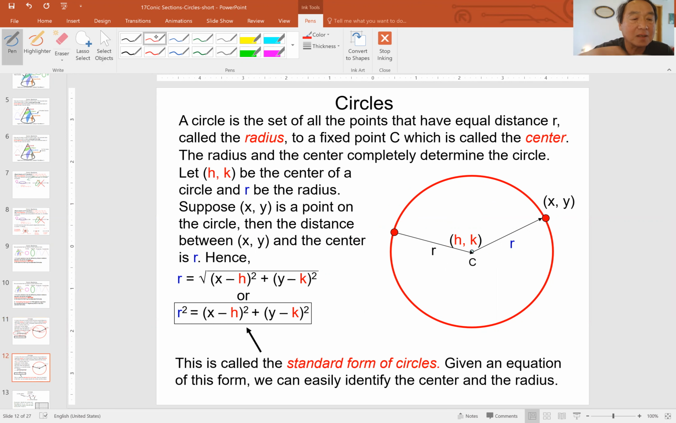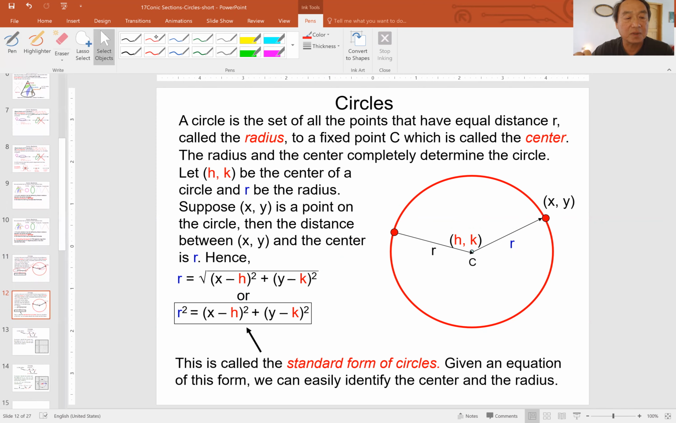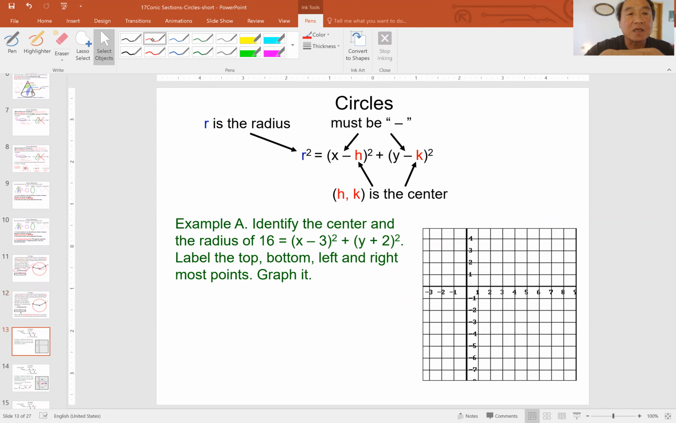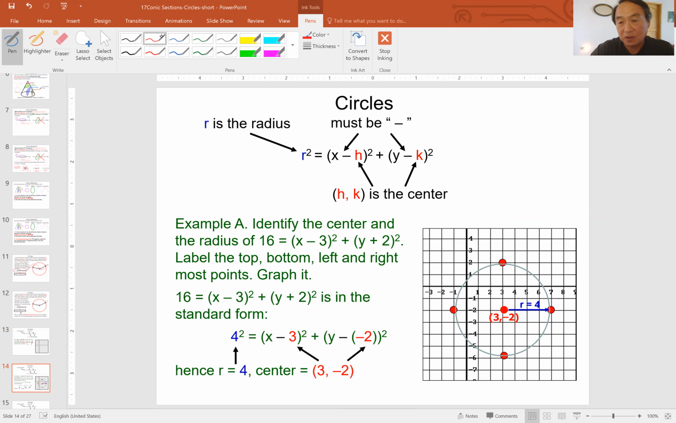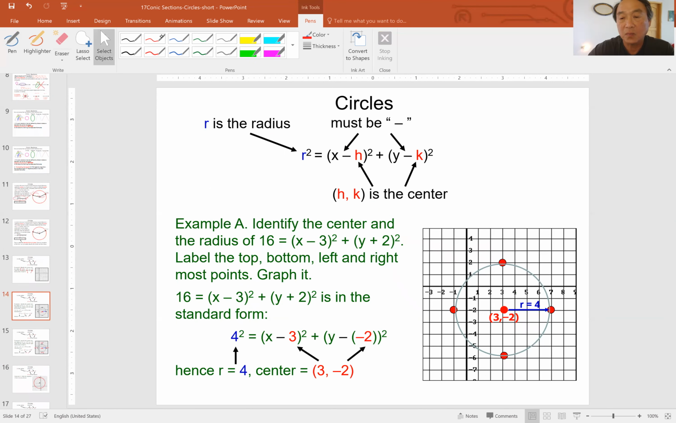It's called a standard equation because if the equation is presented in this manner, it's easy for me to read off the center and the radius. In particular, in this case, (3, -2) is the center, and the radius is 4. And that I can easily picture and graph. On the right-hand side, the rightmost point is 4 plus 3, which is 7, and -2. So that's the rightmost point. You can do the same with the other 3 points.